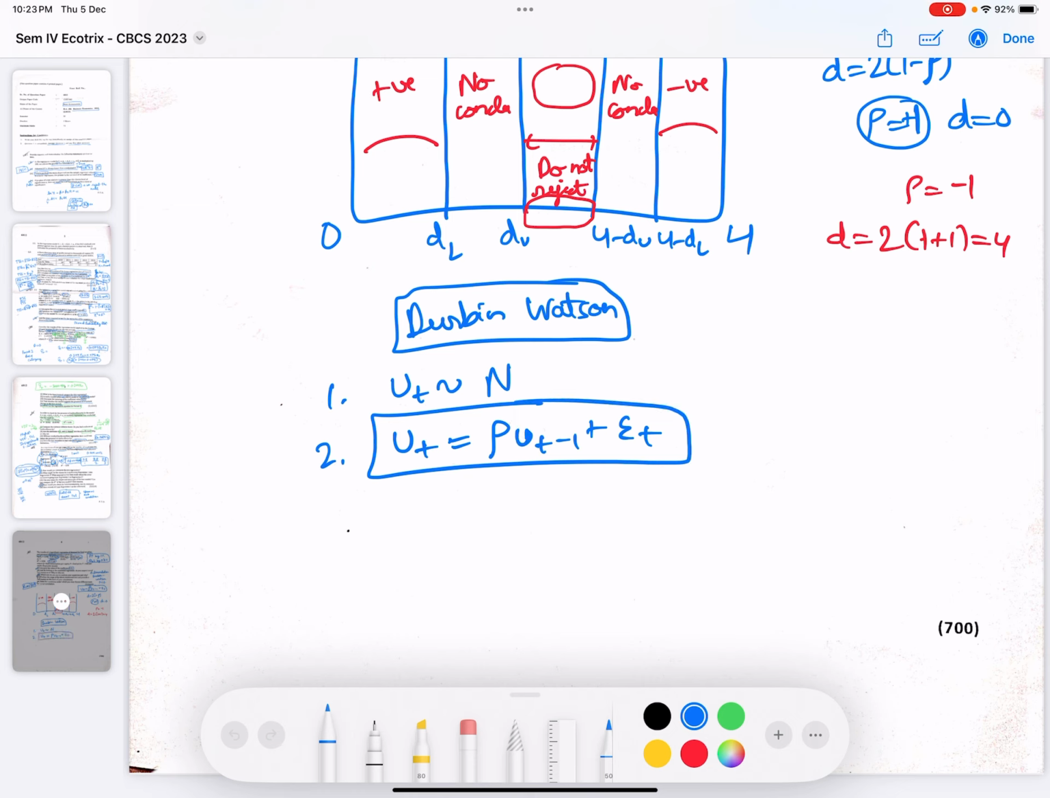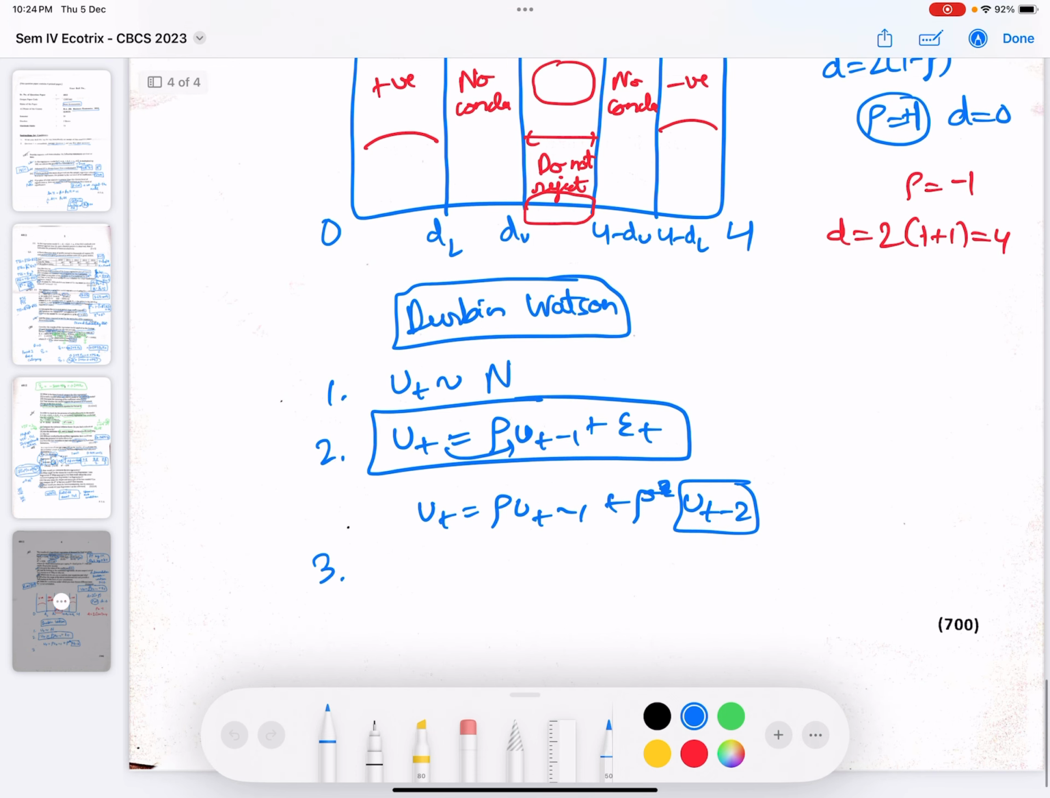So the error term is dependent on the past year's error term, but this cannot be the case; it should be restricted to one past year term only. And then there is an important assumption that an intercept should be present in the model, or else you cannot use the Durbin-Watson test.